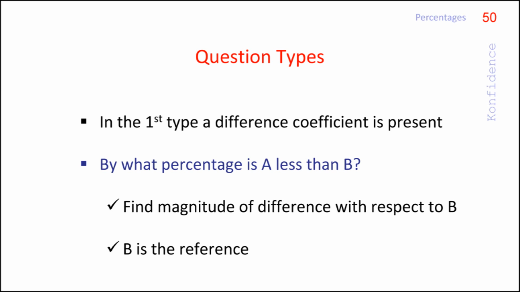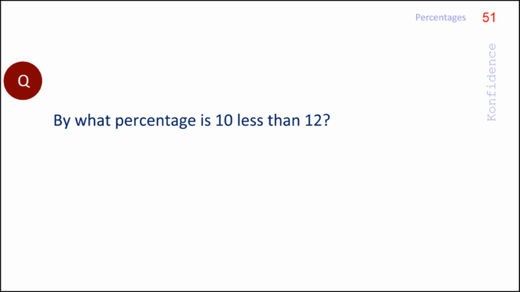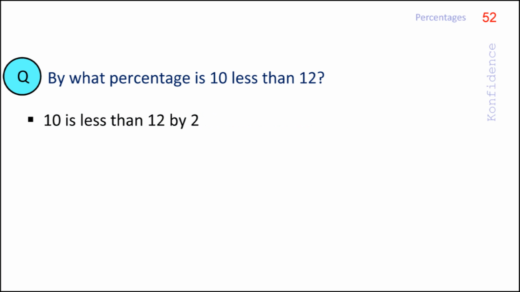Let's see. By what percentage is 10 less than 12? 10 is less than 12 by 2. By reverse counting 12, 11, 10, that means 10 is 2 less than 12. Therefore, the answer to the question will be (12 minus 10) upon 12 into 100.